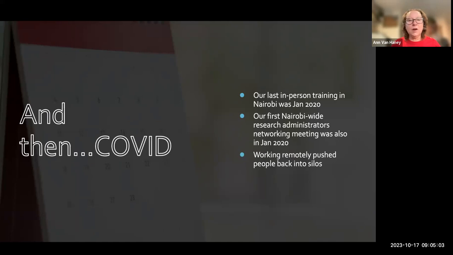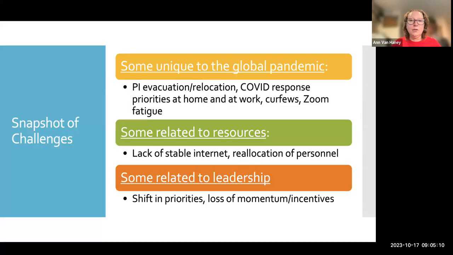And understandably for everyone, working remotely pushed people back into their silos. Some people had to pivot to being in hospital support capacities again, and one of the things that happened was that Michael Chung had to evacuate. He and his family had to return to the U.S. And just everyone had to prioritize their COVID response and taking care of themselves and their family.